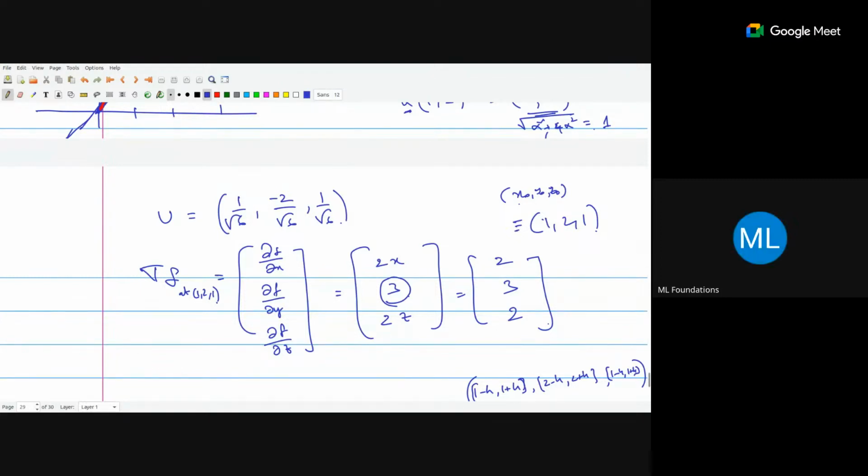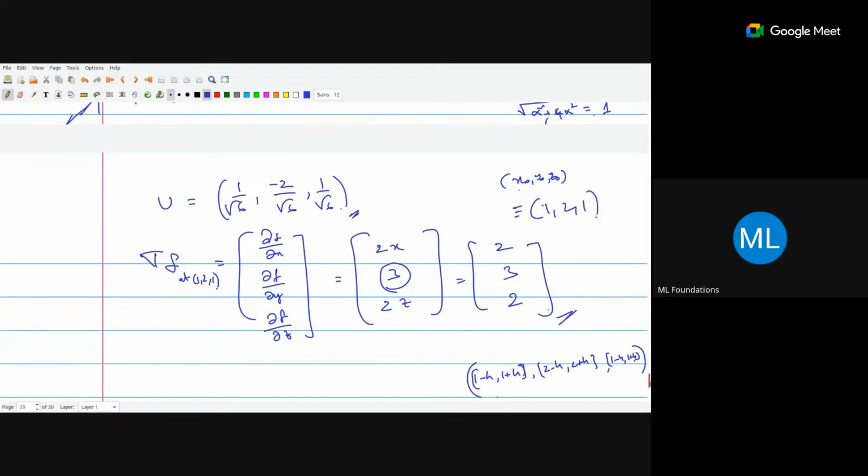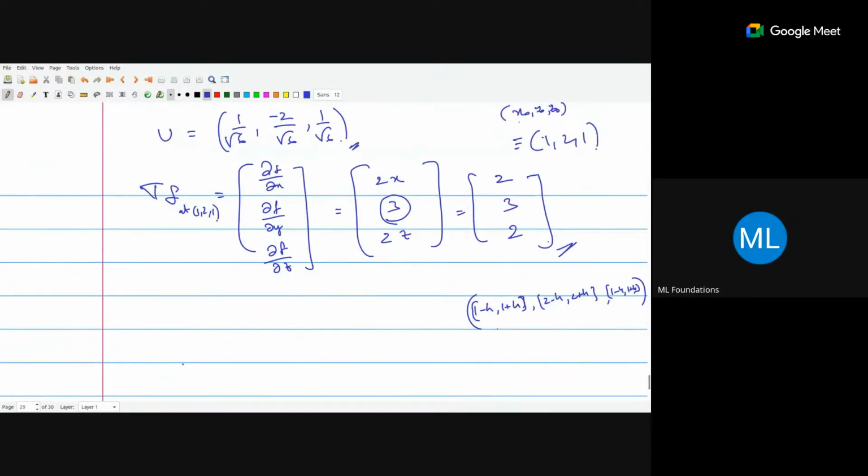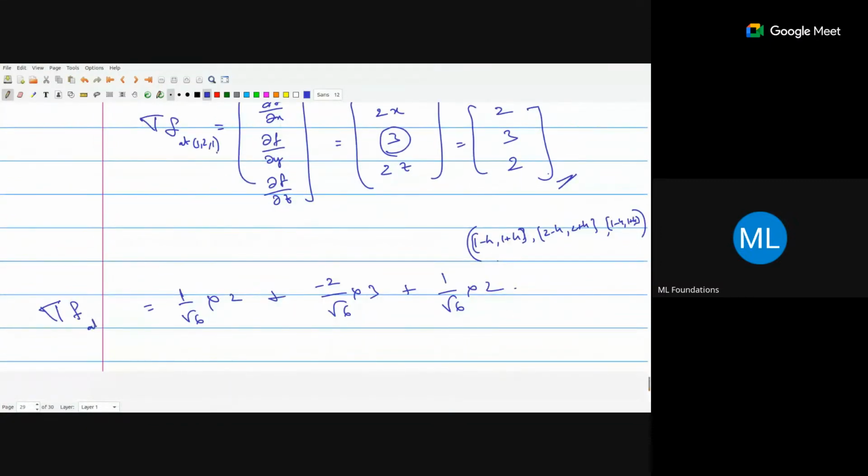So you have del f with you, and you have u with you. Just do the dot product and you will get the answer. It is 1 by root 6 into 2, plus minus 2 by root 6 into 3, plus 1 by root 6 into 2. This will be the directional derivative of f at (1, 2, 1) in the direction of (1, minus 2, 1). If you simplify this, you will get some value, and that will be the answer.